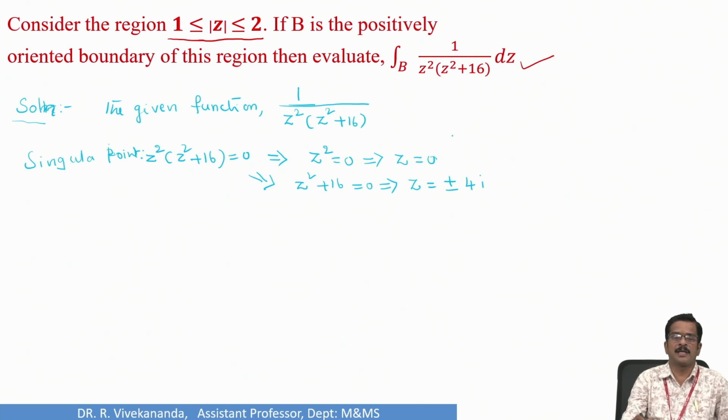We have to check whether these singular points lie inside the region or outside the region. Why do we have to check? Because if the singular points lie inside, you need to apply Cauchy's integral formula. If these singular points lie outside the region, then the given function is going to be analytic everywhere. So for that purpose, you have to check whether the function is completely analytic in the given region by verifying whether the singular points lie inside or not.